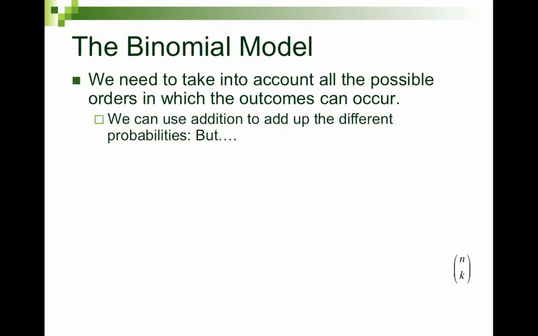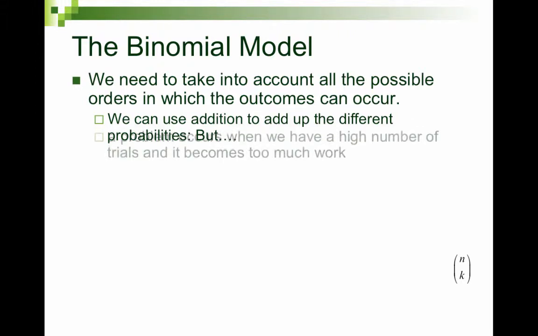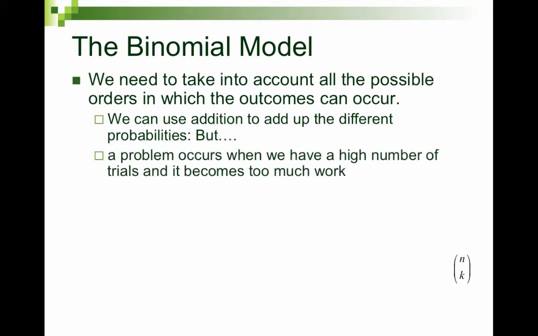We could use addition to add up all the different probabilities, but a problem occurs when you have a high number of trials and it becomes too much work. Even in this particular situation, we're still going to end up with 10 possible outcomes, which means we would have to add up the probabilities 10 different times. But if we have 200 trials, now we're talking about thousands of possibilities, and that's just too much work. Therefore, we're going to end up using a combination.